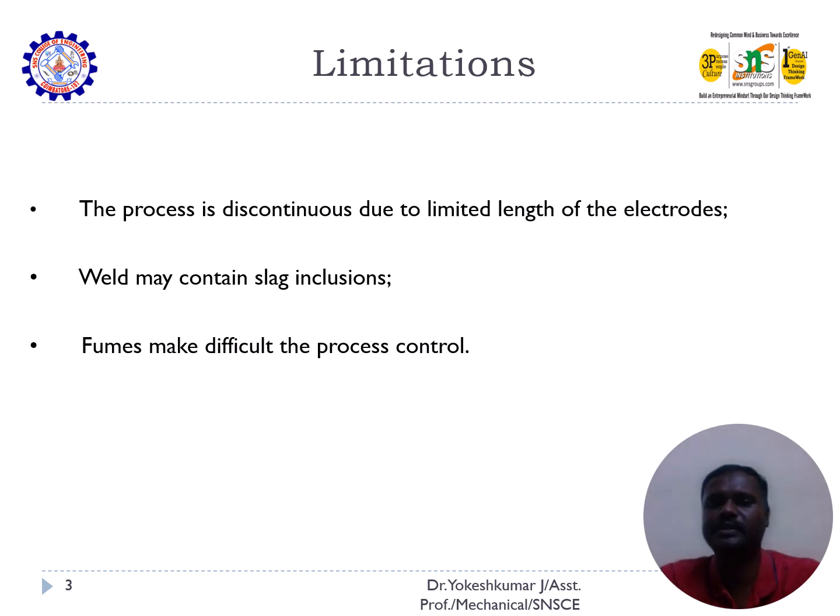This process is discontinuous due to the limited length of the electrode. The electrode we are using in the welding process is of limited length, so once the electrode is consumed, we have to replace it. We have to intermittently change the electrode, so this process is not continuous. And the welding joint may contain slag inclusions. Those slag inclusions also degrade the material property.